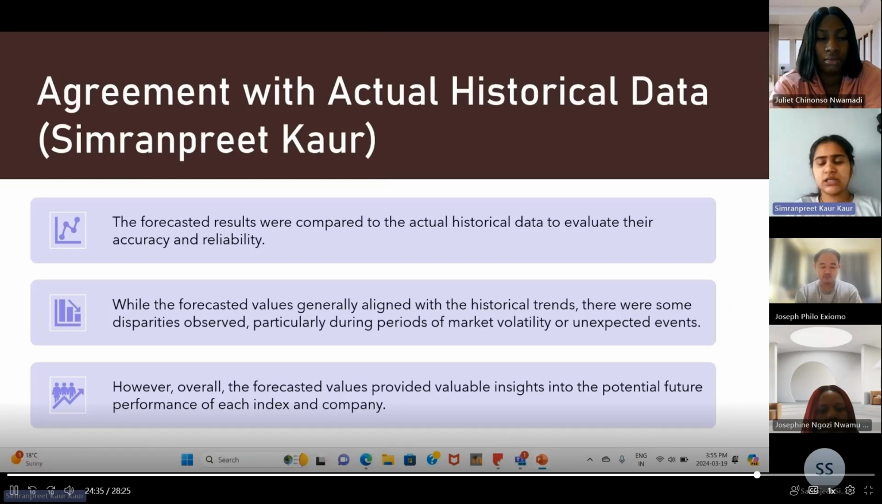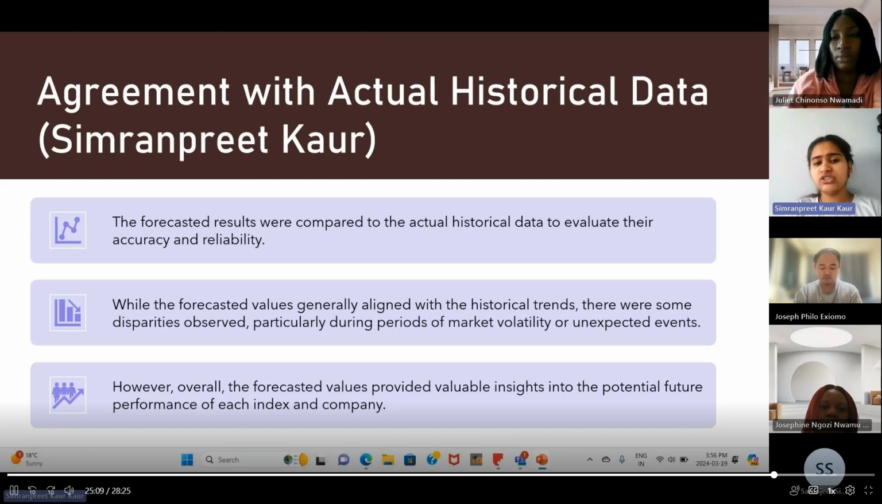So how does this new predicted data agree with the actual historical data? First of all, the predicted data will be compared with the actual historical data to evaluate its accuracy and reliability, which can be done by separating the yearly time, in the form of quarters. Second quarter of 2023, third quarter, fourth quarter, and the beginning of 2024, with the second quarter of 2024, which is the predicted data.